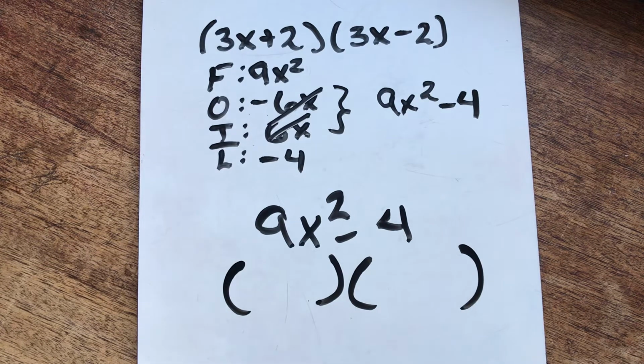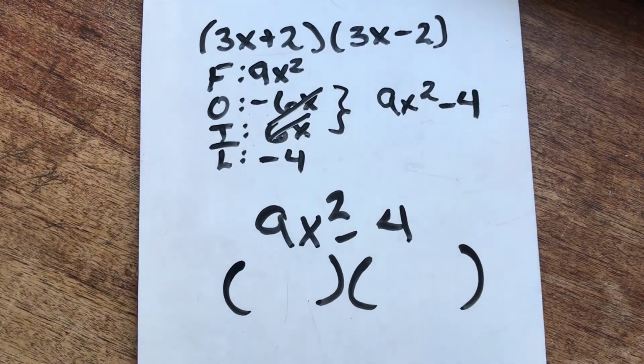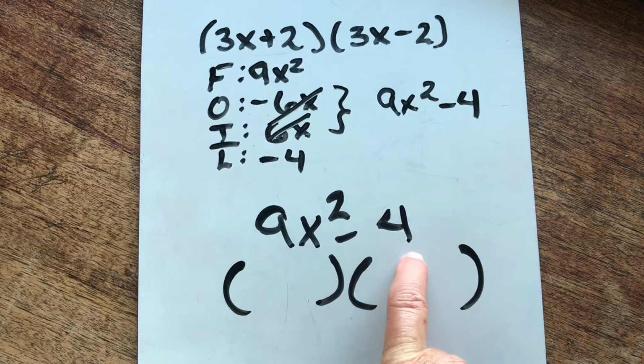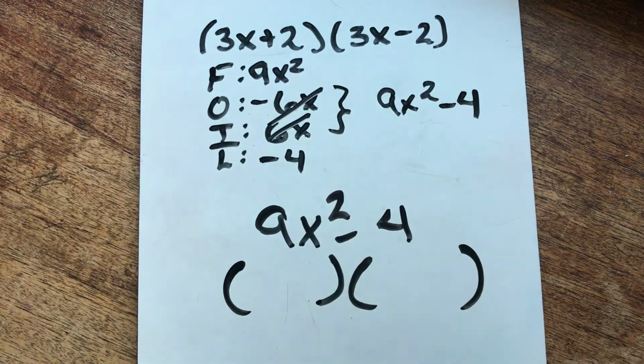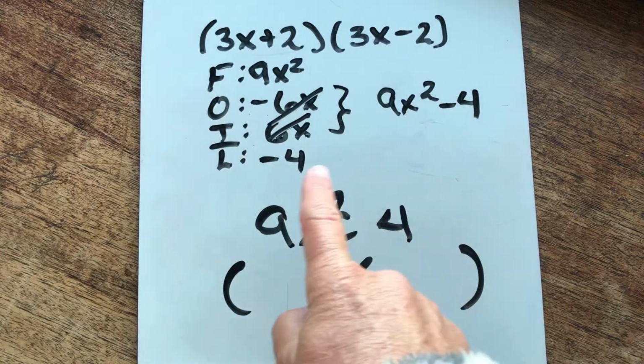So I think one of the easier ways of doing it is to go, okay, well, let's see if it's a difference of perfect squares. Do I have a perfect square number in both the front and the back? Well, yeah, 9 is a perfect square. 4 is a perfect square. X squared is, in fact, a square. And is there a difference in the middle? Is there a subtraction sign? If you said yes, you have a difference of perfect squares.